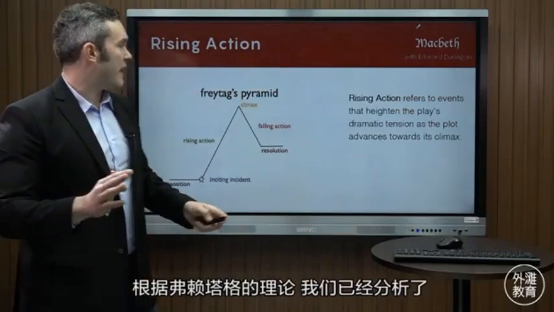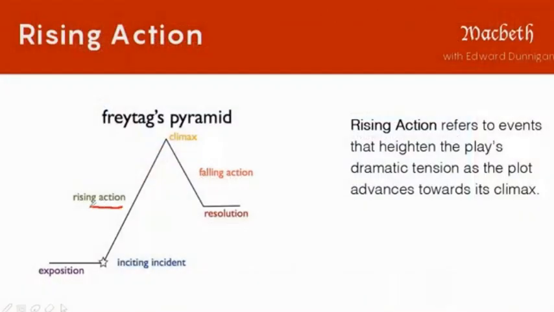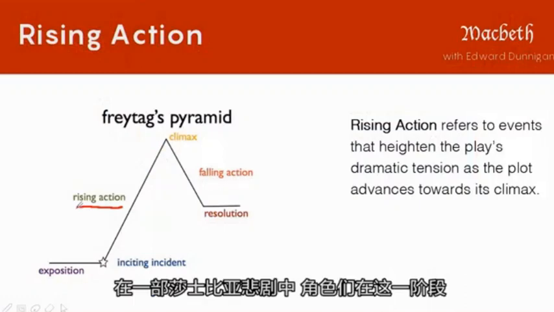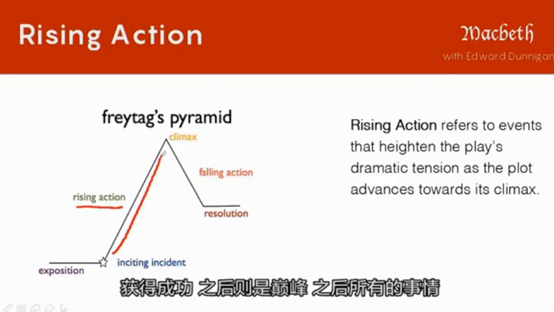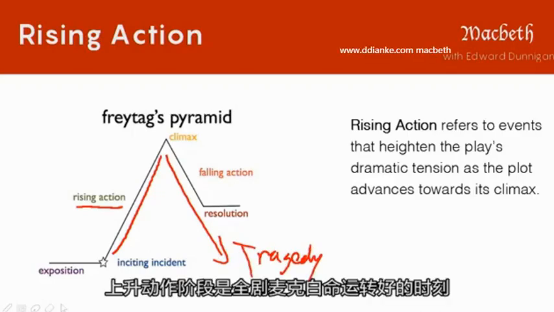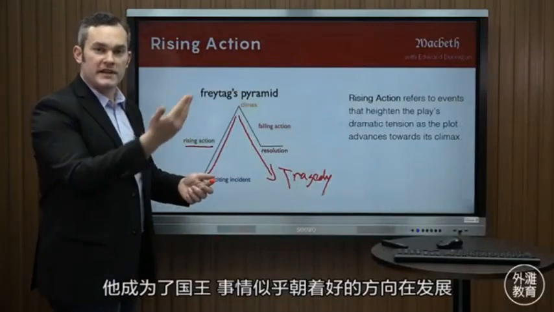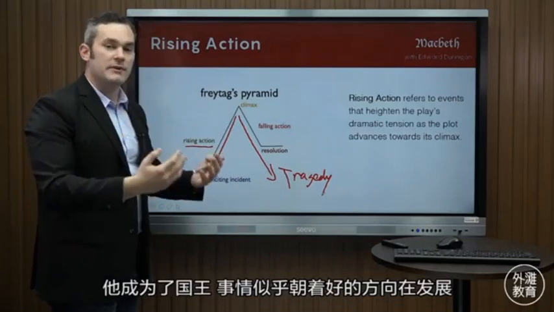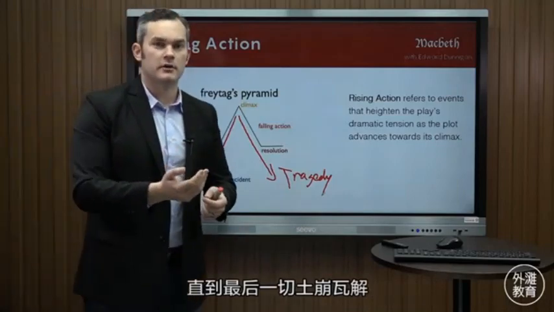Okay, so after we have exposition, according to Freytag, the second stage is what we call rising action. Now remember, in a Shakespearean tragedy, the character starts here and then seems to rise and benefit and gain power and gain success. Then there is a moment at the top before everything falls apart and ends in tragedy, right? So the rising action is the part of the play when Macbeth seems to be improving his fortune. When he becomes king, things seem to be going pretty well. He seems to be accomplishing his plan before everything falls apart.